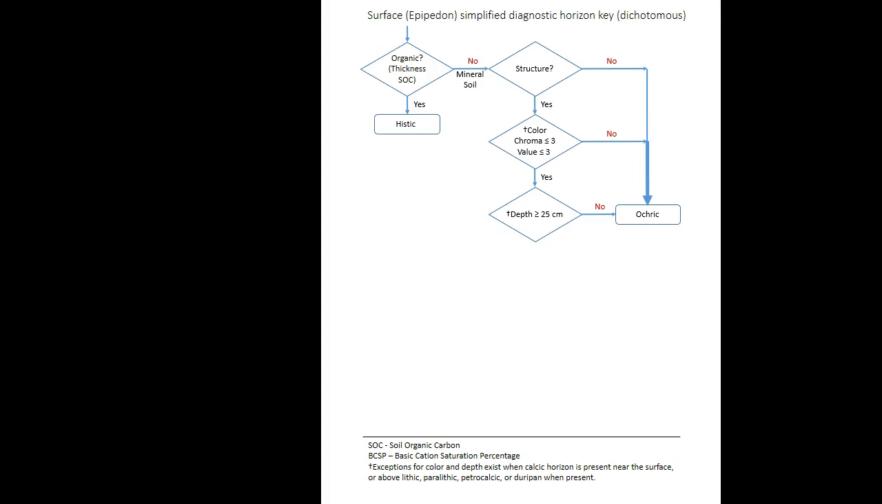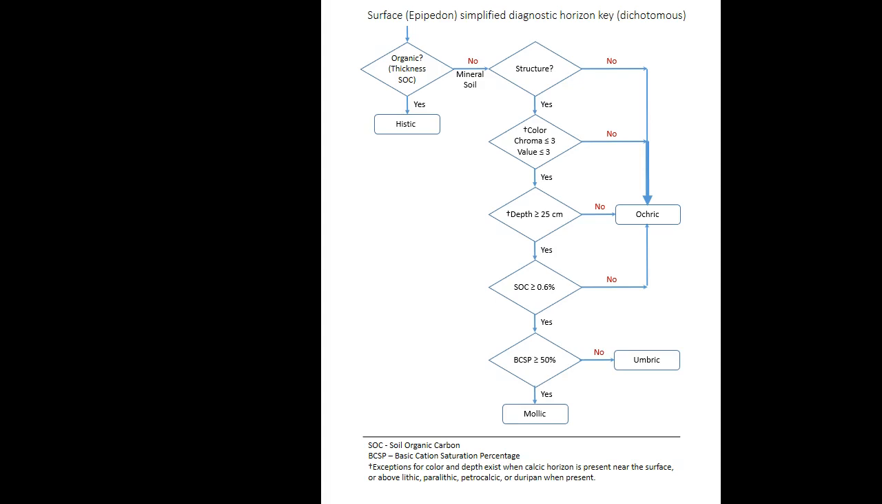But if the depth is greater than 25 centimeters, then we go to the next question, and we say, is the organic carbon content more than 0.6%, which is more than about 1% organic matter? If the answer is no, we have an ochric horizon. If the answer is yes, we go to our next question. Is the basic cation saturation percentage greater than 50%? If the answer is no, we have an umbric horizon, and if the answer is yes, we have a molic horizon.